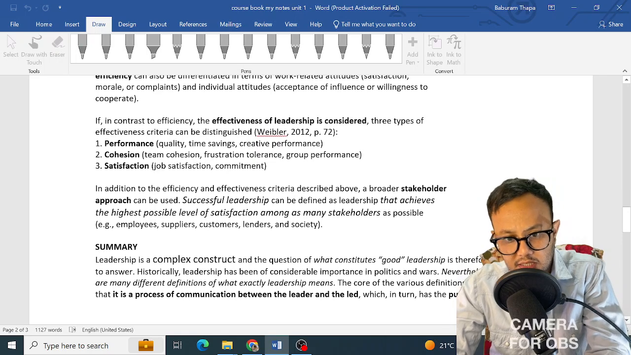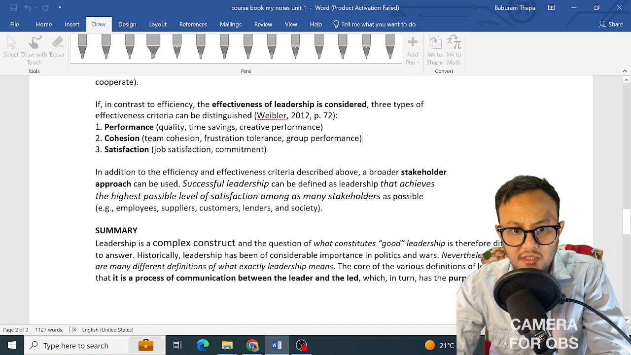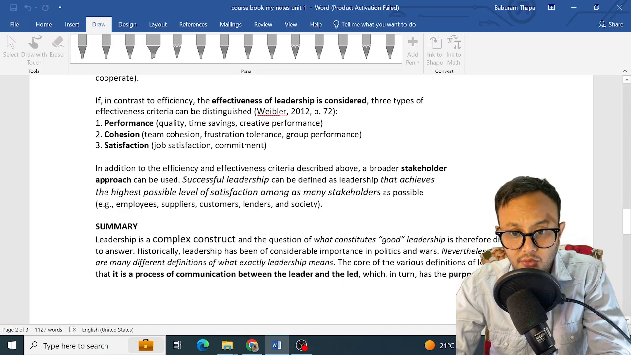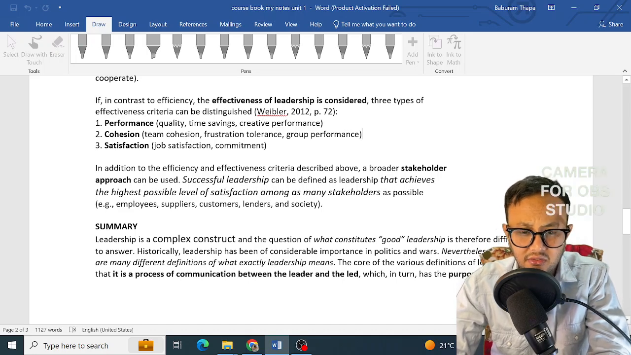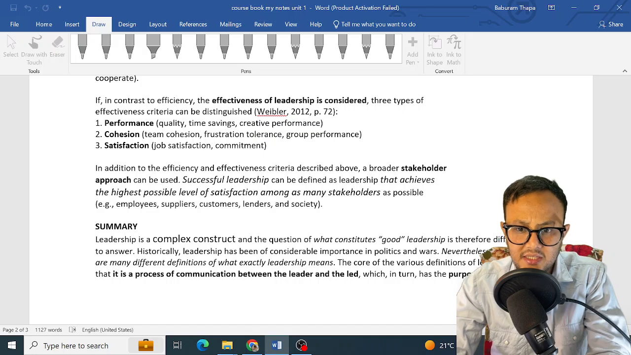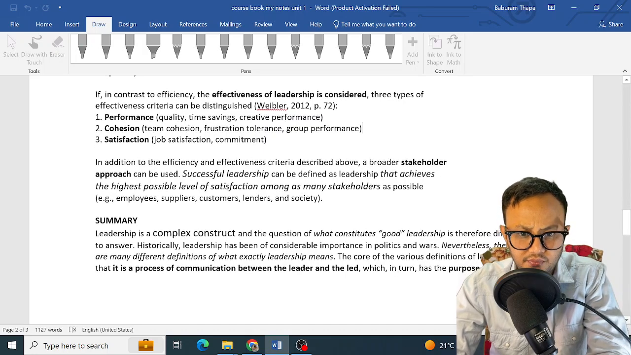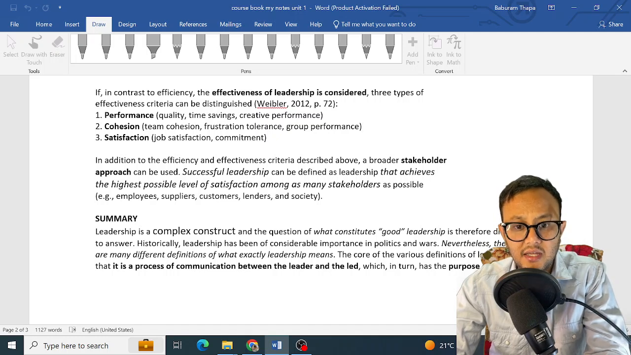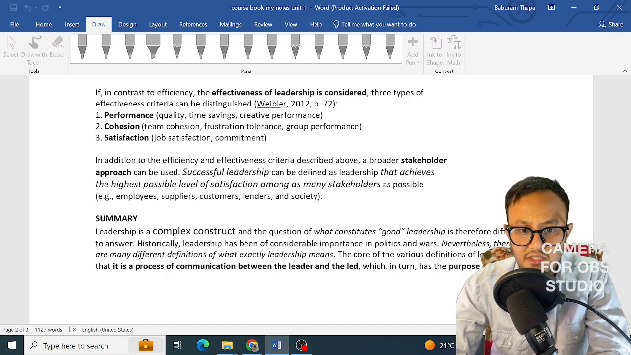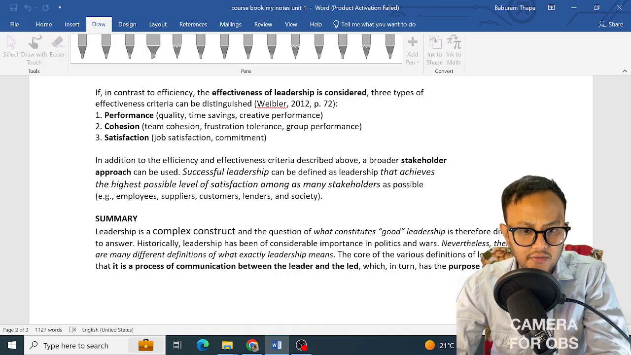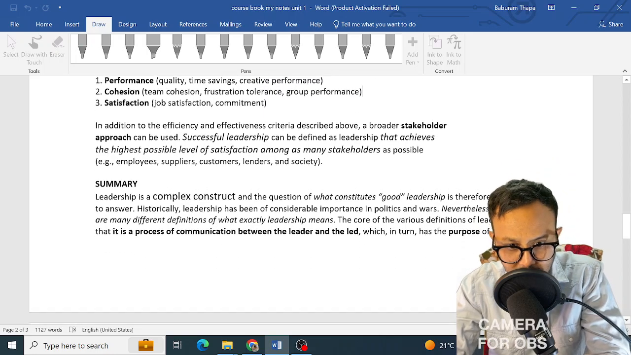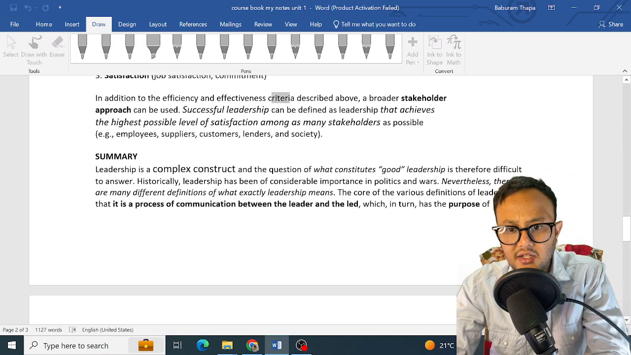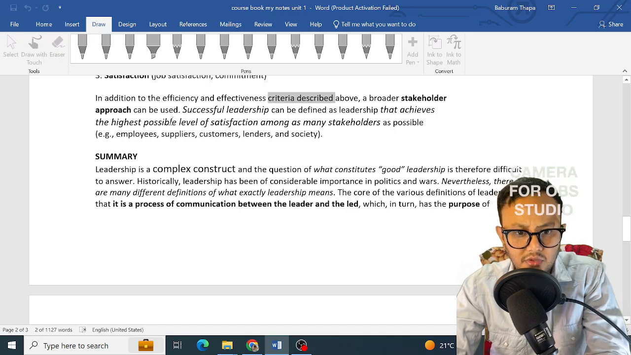In contrast to efficiency, the effectiveness of leadership is considered. Three types of effectiveness. So if you are not happy with the efficiency, and if you want to refer to the effectiveness of leadership, it is considered three types of effectiveness. So what are those three types? Performance, cohesion, and satisfaction. Performance, that means quality, time saving, creative performance. Cohesion, team cohesion, frustration tolerance, and group performance, that is cohesion. And satisfaction is job satisfaction and commitment. So in addition to the efficiency and effectiveness criteria described above, a broader stakeholder approach can be used.